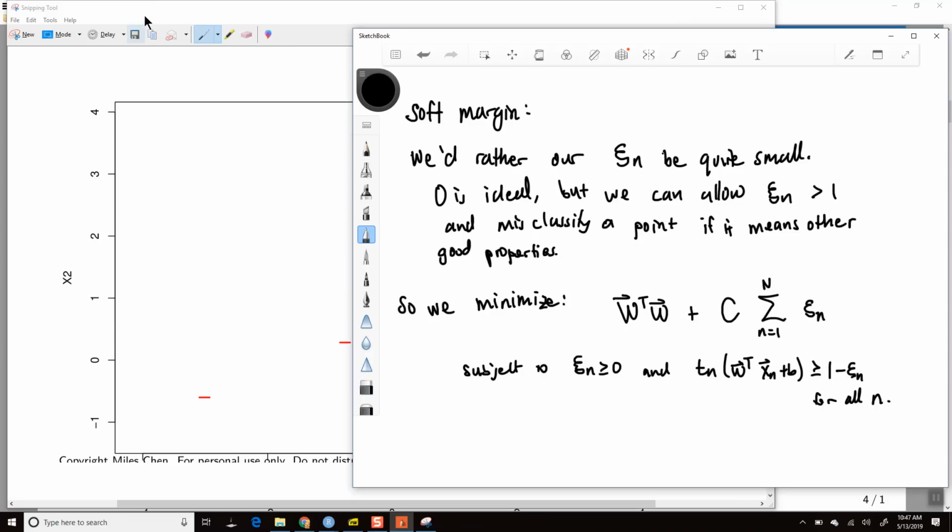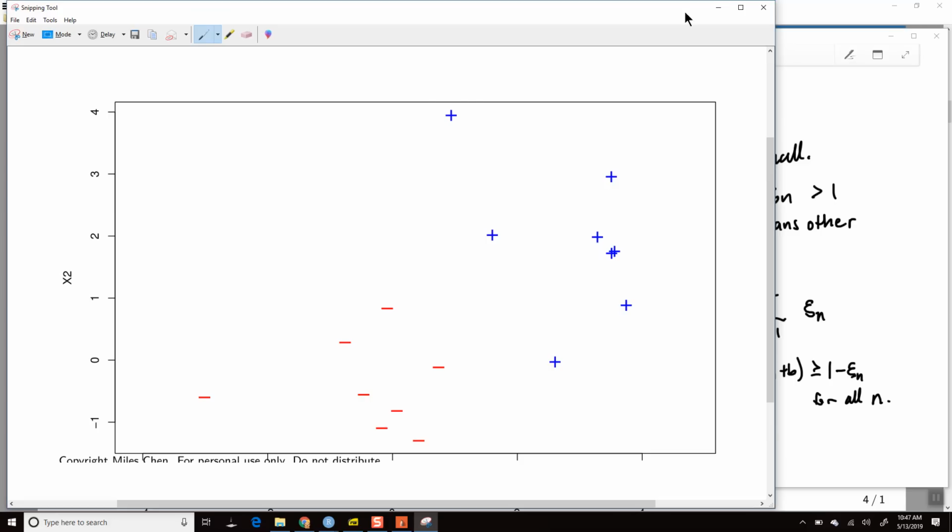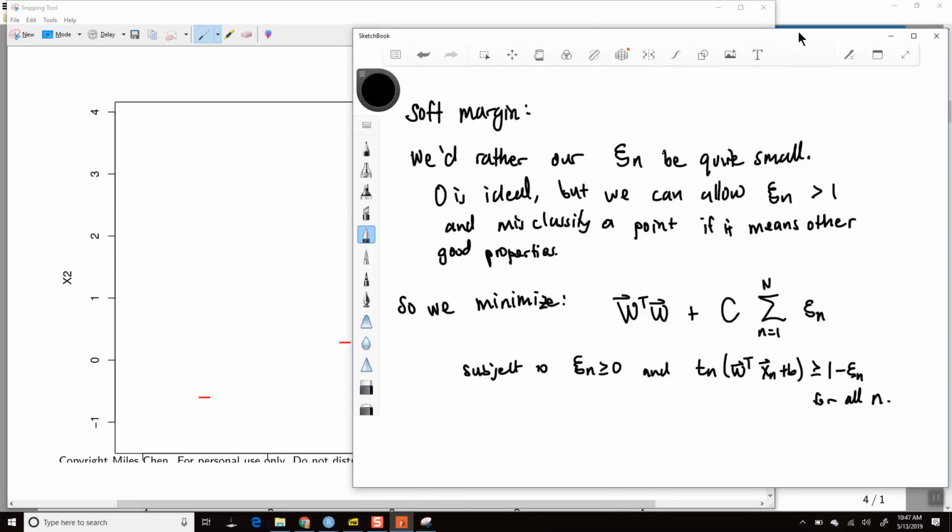So if I bring this back, this is what we've got now. We've added this, and the C is a parameter to define which of these priorities is more important. Is it more important to minimize the sum of the xi's, or is it more important to minimize this? So this is a weighting factor.